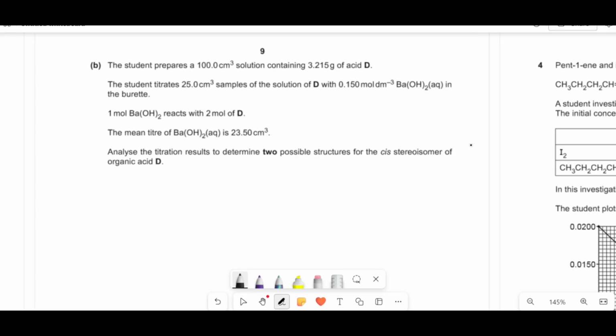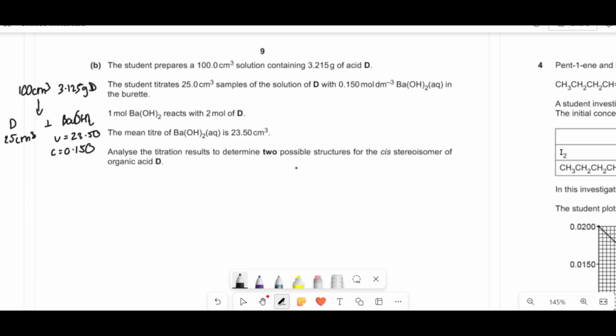Step 1, list again what I was saying before in the previous question. 100 cm³ of 3.125 grams of D. They then took 25 cm³ of D, and they added Ba(OH)2 to it. How much Ba(OH)2 did they add? Well, we know its concentration was 0.150, and a lot of people attempted to jump and say that must be 25. Please read the question. It says 25 cm³ of the sample of D, not the Ba(OH)2. The actual volume of the Ba(OH)2 is here, 23.5, right?